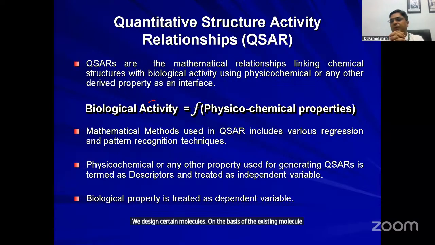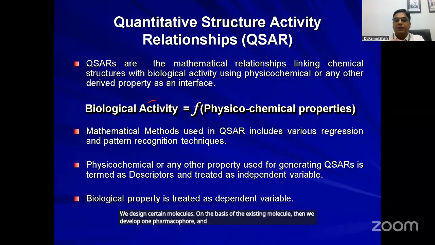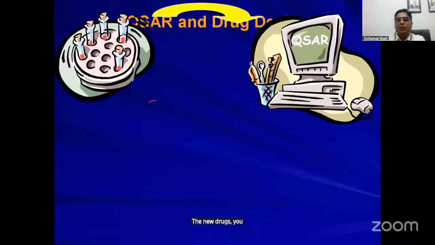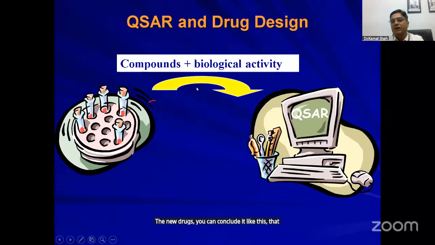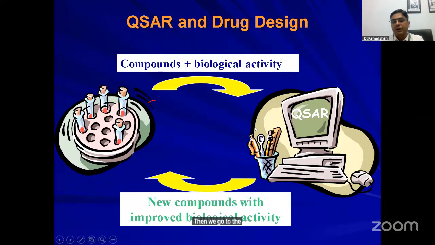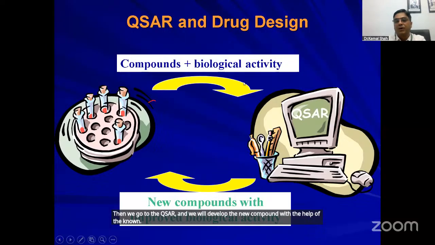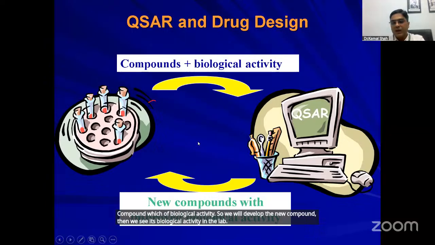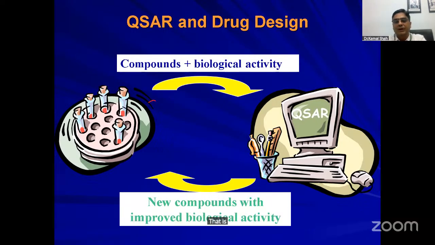Then we develop one pharmacophore, and that pharmacophore will have certain variables, and those variables will help us to design new drugs. You can conclude it like this: we have a compound with biological activity, then we go to the QSAR and develop a new compound with the help of the known compound with biological activity. Then we see its biological activity in the lab. That is the approach used by QSAR.